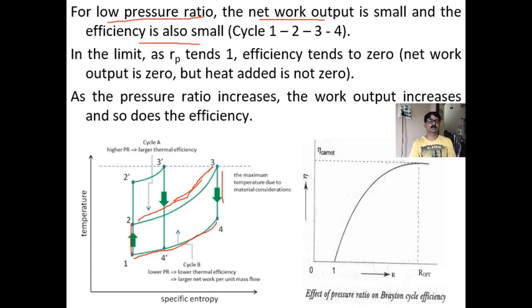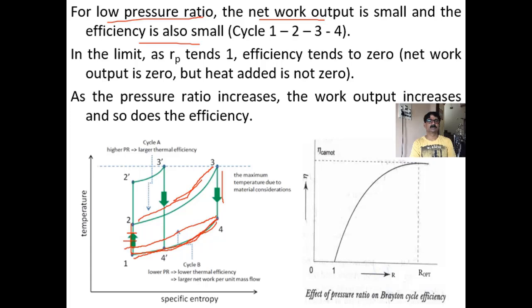Low pressure ratio means P2 by P1 is small. So if P2 comes very close to P1, then you have low pressure ratio, right? So automatically the area becomes very less, so net work output becomes less, so cycle efficiency also becomes less. If P2 becomes equal to P1, then it is the same line.